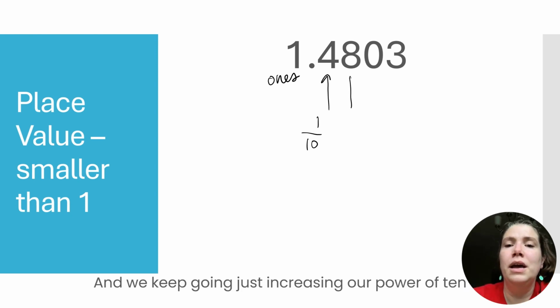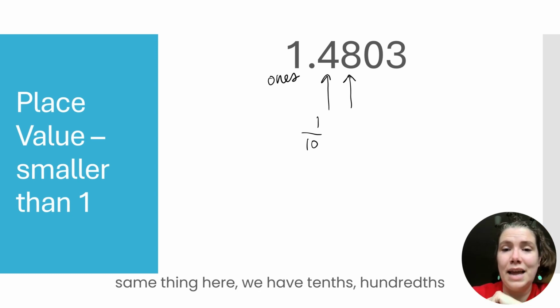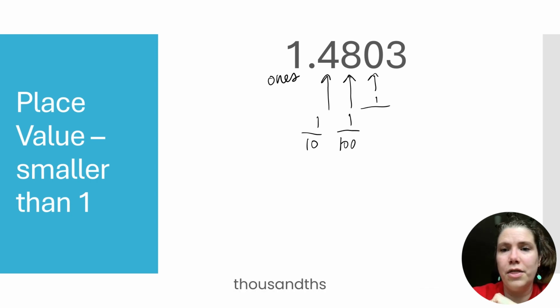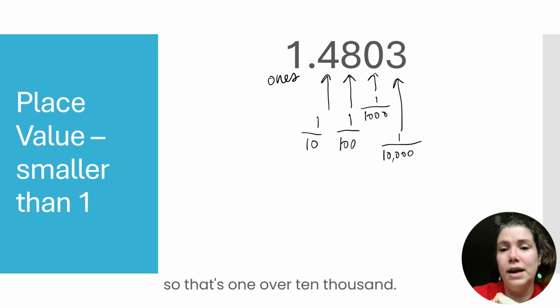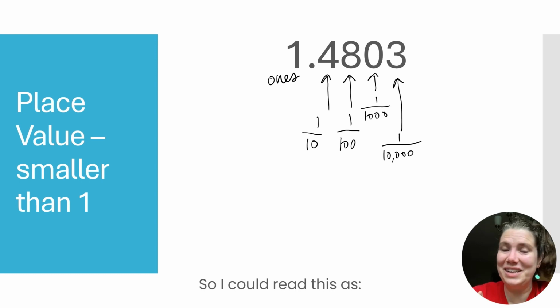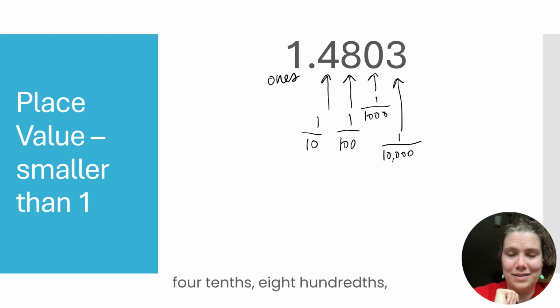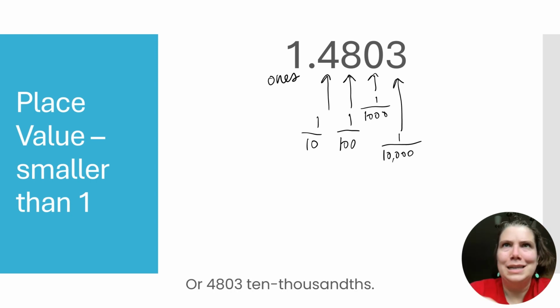And we keep going, just increasing our power of 10. Thinking again, we had tens and then hundreds and then thousands. Same thing here. Tenths, hundredths, thousandths, and then my final one here is a 10,000th. So that's 1 over 10,000. Since I have a 3 there, that's telling me I have 3 10,000ths. So I could read this as 1 and 4 tenths, 8 hundredths, and 3 10,000ths, or 4,803 10,000ths.